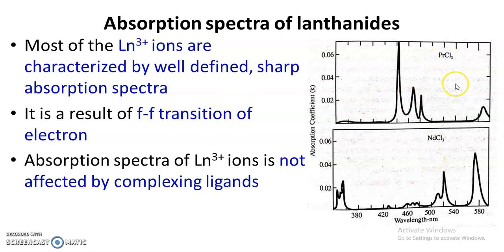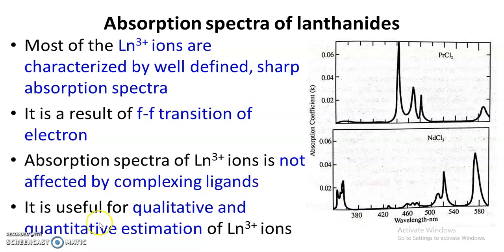Whether the complexing ligand is ethylene diamine, citric acid, ethylene diamine tetraacetic acid, or a monodentate ligand, whichever ligand is attached, the position and intensity of this absorption spectrum is not affected by the nature of the ligands. Because of this, the absorption spectrum of lanthanides is used for qualitative and quantitative estimation of lanthanide ions.